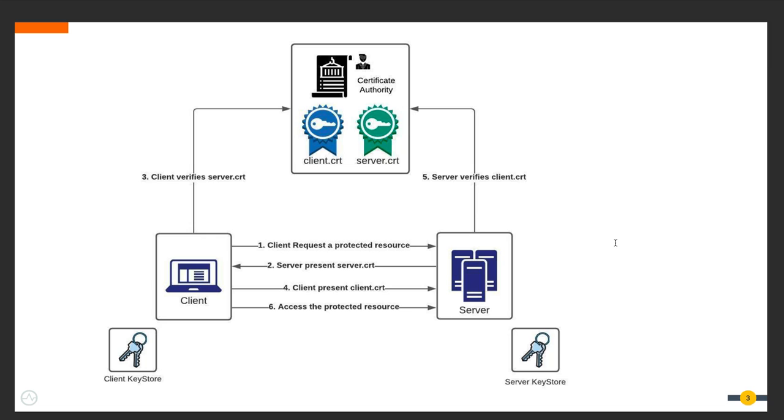The client and the server will both usually have their own key stores where they will store the certificates of other entities, such as the client storing the server certificate and the server storing the client certificate, and so forth. So this is the basic means of mutual SSL. Now let's look at how this is applicable in WSO2 API Manager.